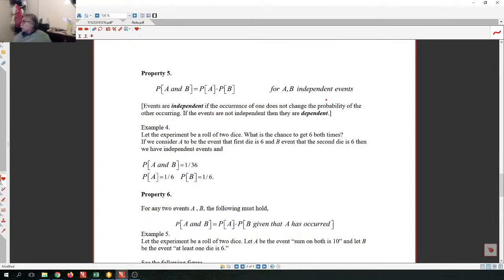Whatever happens on the second roll will have nothing to do with the first roll. So if I have a 6 on the second roll, that doesn't mean that I might have more likely any 6 on the first roll, or 3 or 5 or whatever. They are independent. Okay? Not every events are independent.